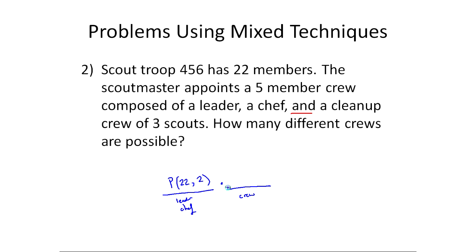And then the cleanup crew order doesn't matter, but how many people are left? There's only 20 left. So this would be a combination. Out of 20, you are now picking 3. And actually, if you did this in the other order, you'll get the exact same answer, but your numbers will look a little bit different. So when I calculate this, I get 526,680. So again, a very large number, but that's because of that first part where order mattered. That's going to increase the number of possibilities by a lot.